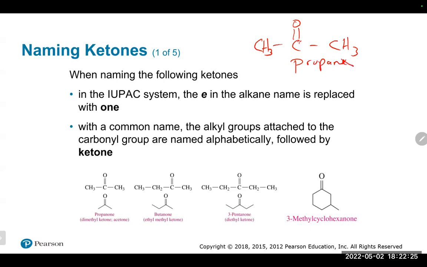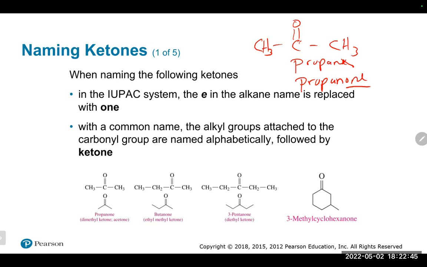Dropping the E and putting basically 1 at the end of it becomes what is known as propanone, O-N-E, at the end. And that is your simplest ketone you could have. You can't have anything with 1 or 2 because you need 3 carbons, basically. So that's the smallest you could go.